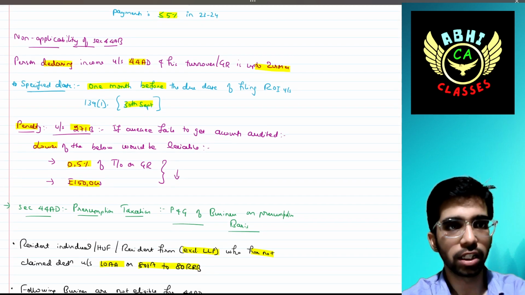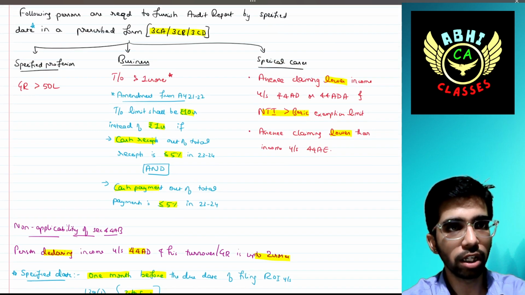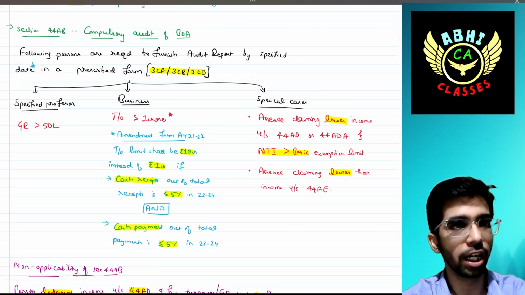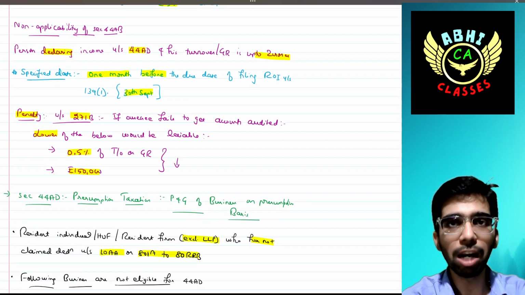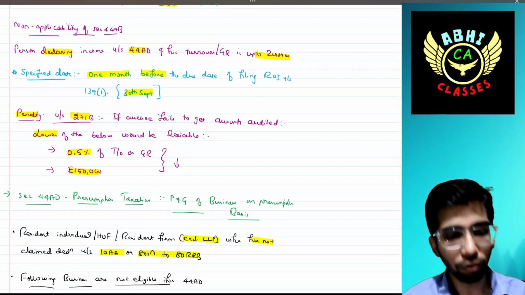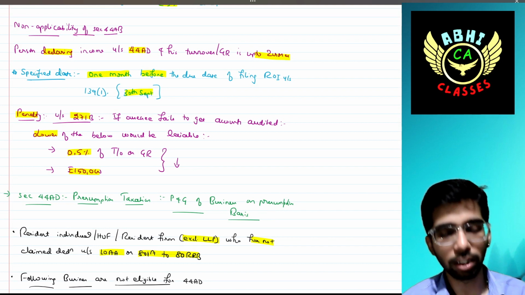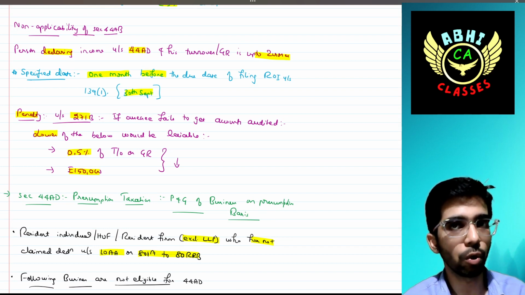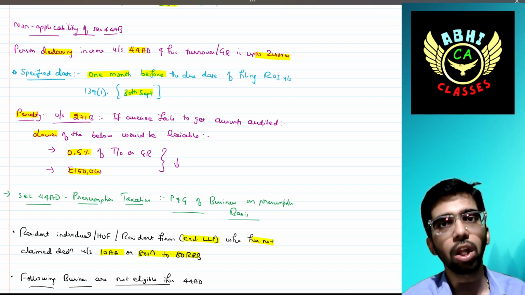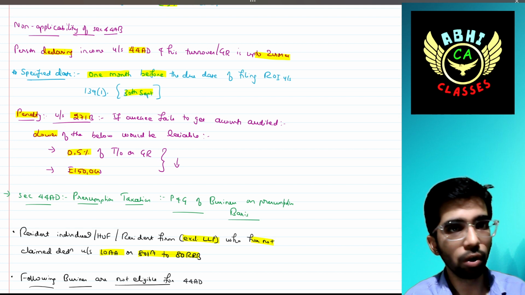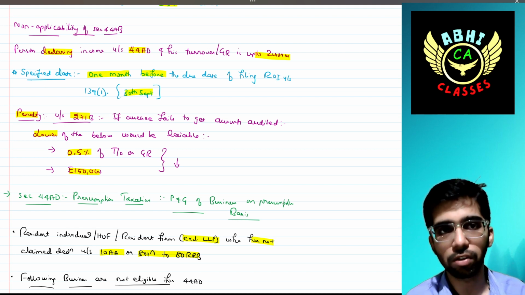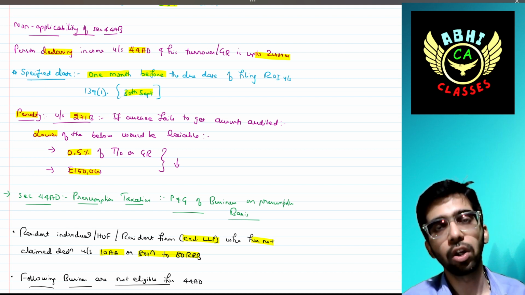Then specified date. Specified date I have mentioned above: furnishes audit report by the specified date. Specified date means 1 month before the due date of filing of income tax return. For 44AB clients, the due date of filing income tax return is 31st October. Exactly 1 month before means 30th September. On or before 30th September, you need to get books of accounts audited by a chartered accountant in practice. Okay, this is the exact meaning of specified date.